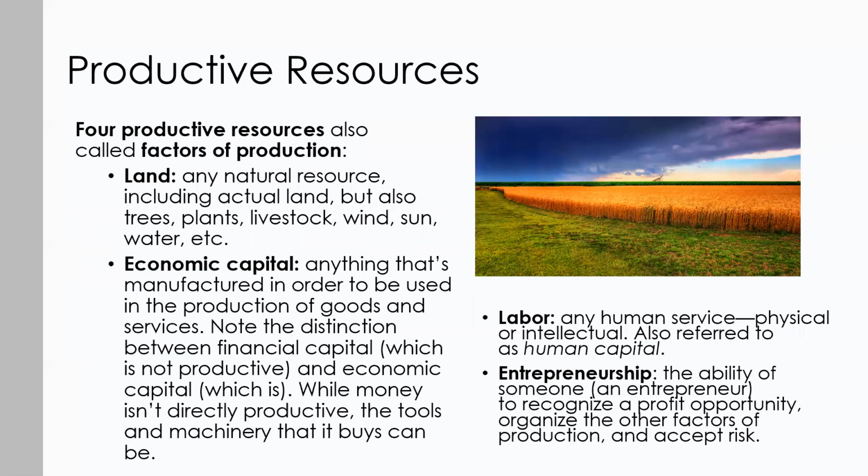Now let's take a look at the productive resources as we have mentioned a while ago. When we say land, these are any resource including actual land, but also trees, plants, livestock, wind, sun, water, etc. Either it is free or an economic good. When you process a natural resource, it will undergo production. It becomes, from free, an economic good.